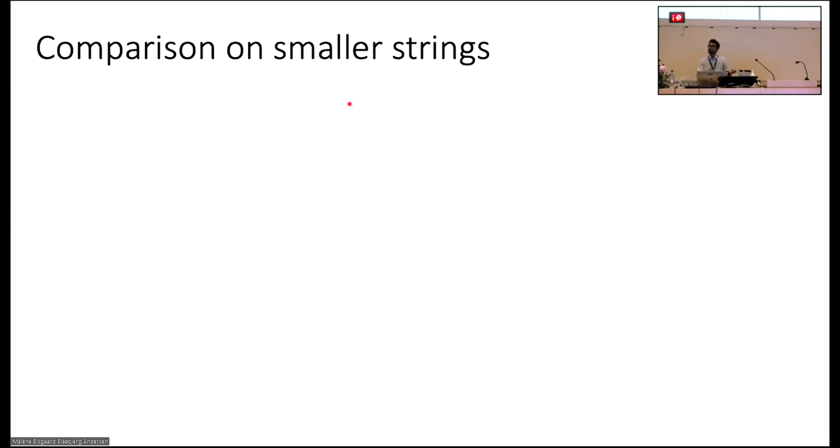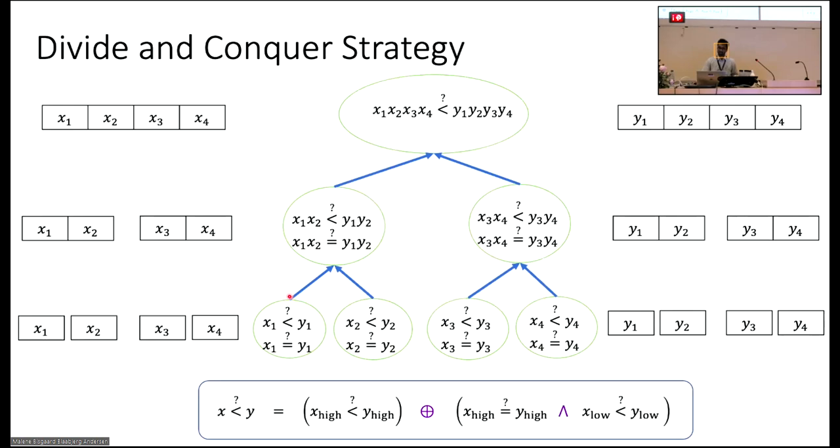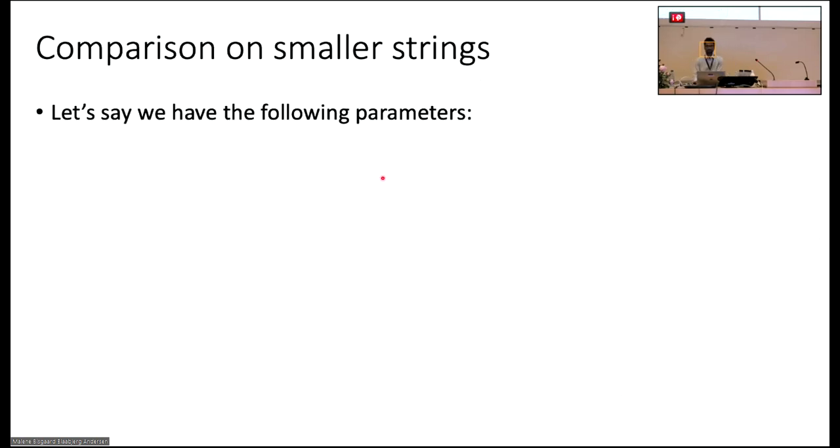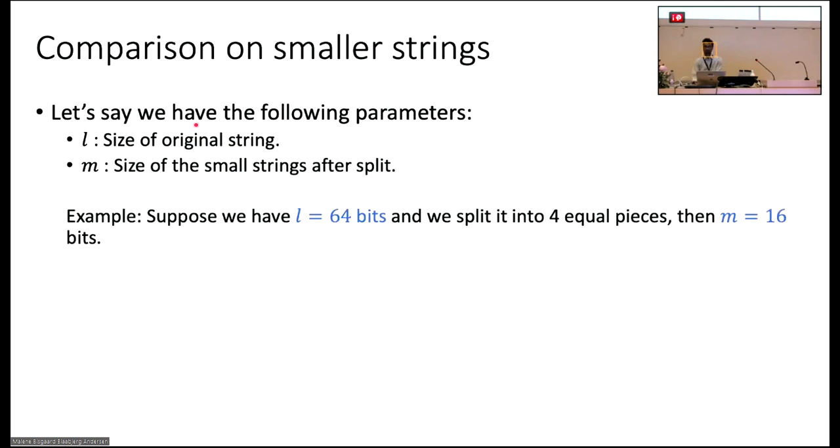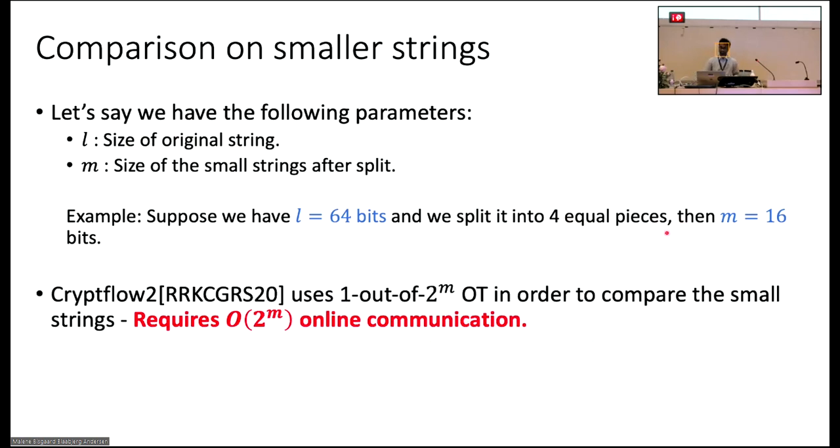Now, how do we do the comparison on smaller strings? The magical way that I was referring to. Let's say we have the following parameters. Small l is the size of the original string and small m is the size of the strings after the split. For example, small l can be 64 bits, and if we chop it up into 4 pieces, we get small strings of size 16 bits.